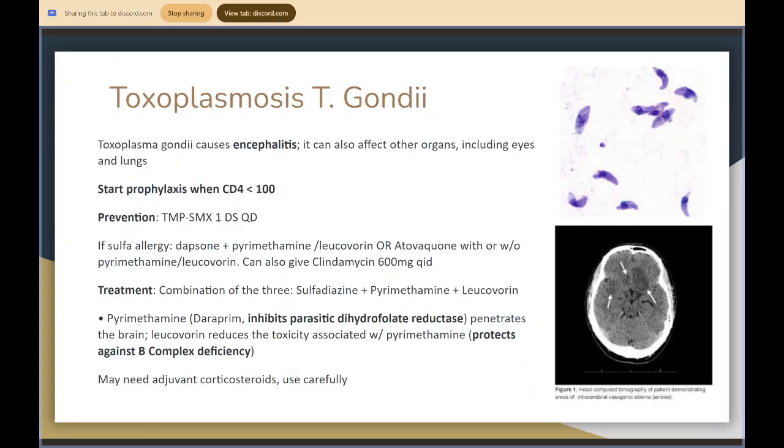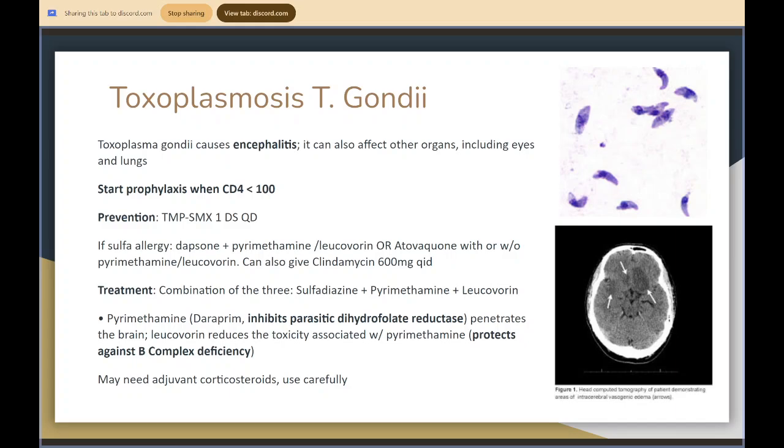Next, we have toxoplasmosis or T. gondii. On the right side, the graphic that has the blue cells, that's actually toxoplasmosis. And on the bottom right, we have a CT demonstrating the edema around toxoplasmosis lesions. It can cause encephalitis. It can also affect other organs, including eyes and lungs.